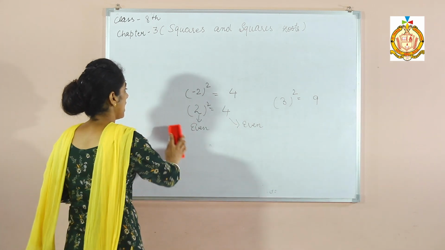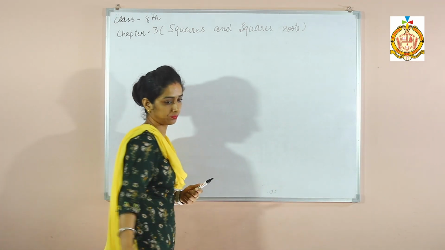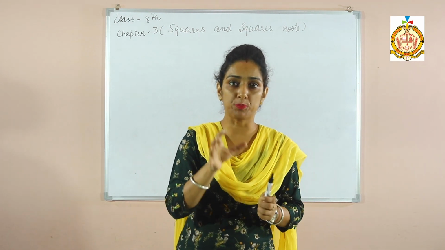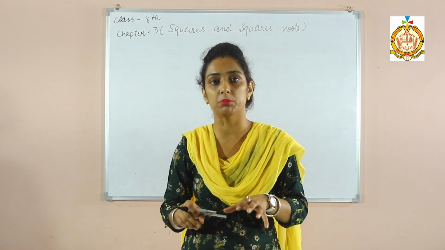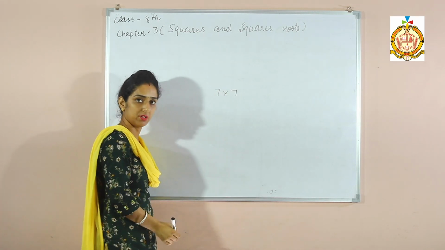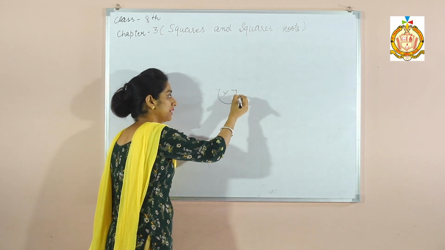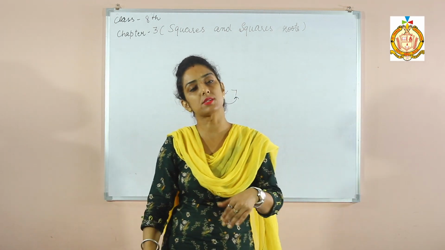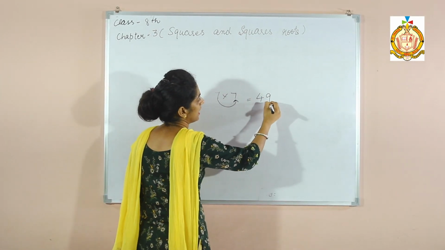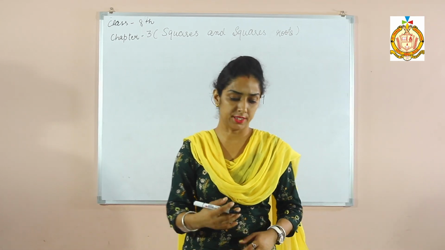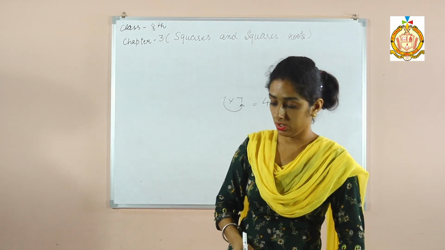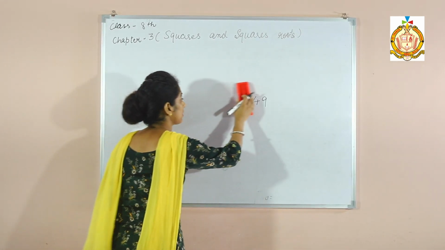Now students, I will tell you what a square is. The square of a number is the product obtained when multiplying a number by itself. That means 7 multiplied by 7, that is, 7 multiplied by itself, and the result which we get is called the square of that number.